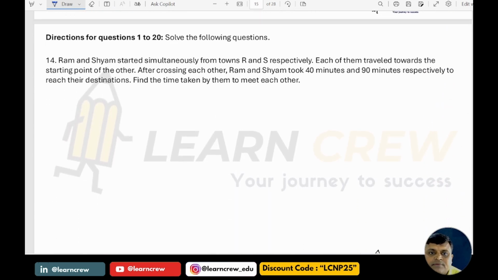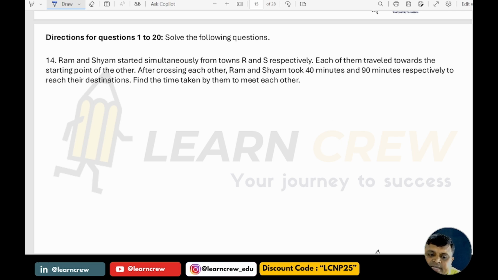Now next, question number 14. Ram and Shyam started simultaneously from towns R and S respectively. Each of them traveled towards the starting point of the other. After crossing each other, Ram and Shyam took 40 minutes and 90 minutes respectively to reach their destinations. Find the time taken by them to meet each other.